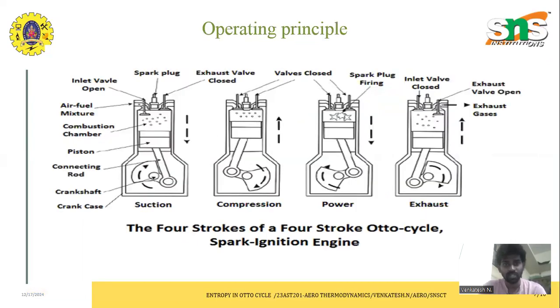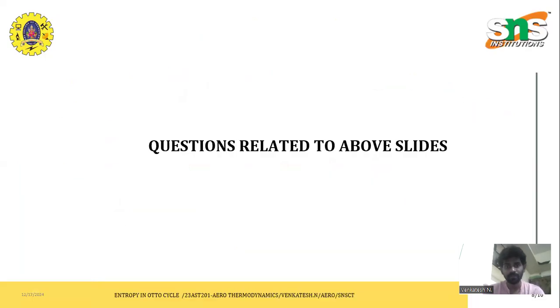So these are the four stages of a two-stroke engine. The first stroke is the suction stroke, the second is compression, the third is the power stroke, and the final one is the exhaust stroke. The components I have already mentioned are the crankcase, crankshaft, connecting rod, piston, combustion chamber, and air-fuel mixture. During compression, both valves are closed. In the power stroke, power is produced and both valves are closed. The final stage is the exhaust stroke, and at that time the exhaust valve will be open.